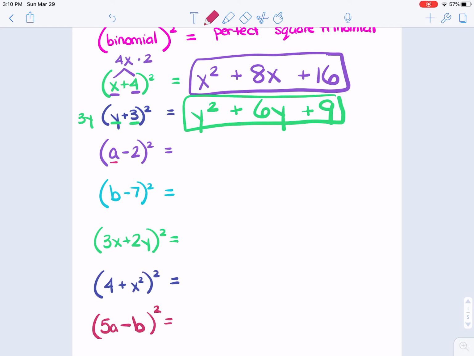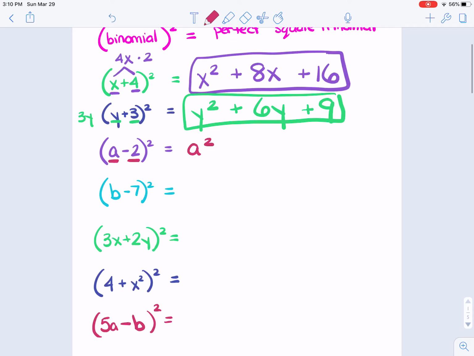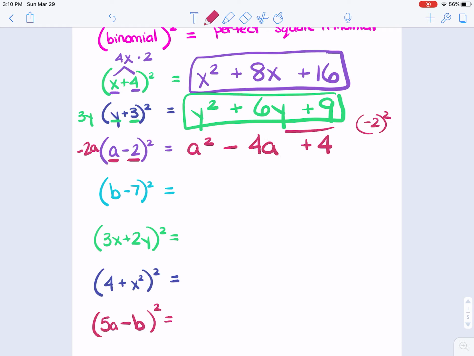All right, our next one. I'm going to square the first term, which gives a squared. The second term, now notice this one has a subtraction sign. It doesn't affect the third term because when I square -2, I get positive 4. So the negative sign does not affect the third term. It will, however, affect that middle term because when I multiply a times -2, that gives me -2a. And when I double -2a, I get -4a. So my answer is a squared minus 4a plus 4.